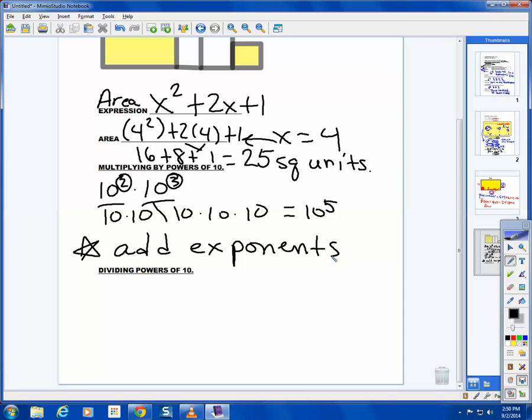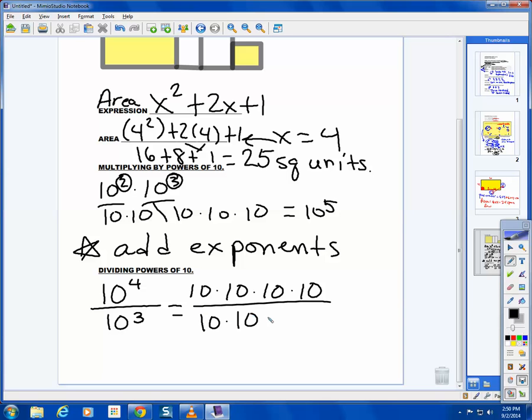Exactly. Check it out. Let's go 10 to the 4th divided by 10 to the 3rd. Okay? Check this out, gang. How many 10s up top? There's 4 10s, right? 10 times 10 times 10 times 10. On the bottom, how many tens? Listen up, everybody. When I have a 10 over a 10 like this, what do they tend to do to each other? Cancel. What's that leave you with up top?